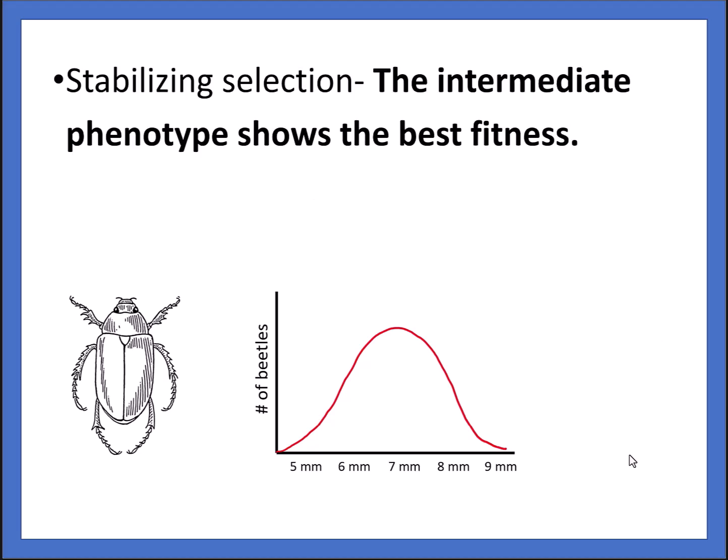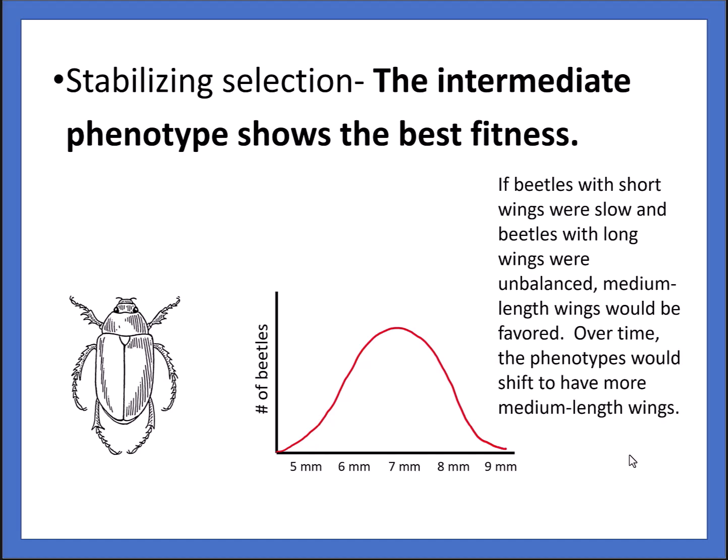In stabilizing selection, the intermediate phenotype shows the best fitness. So if beetles with short wings were slow and beetles with long wings were unbalanced, medium length wings would be favored. So those would be the most fit. Over time, the phenotypes would shift to have more medium length wings if that was the preferred trait, best fit for the environment. Meaning in stabilizing selection here, we would end up with a greater number in the medium range and we'd end up with a lot fewer in the extremes. So this bell curve is going to shift up. And notice that it's becoming narrower because we're getting fewer of those extreme phenotypes.